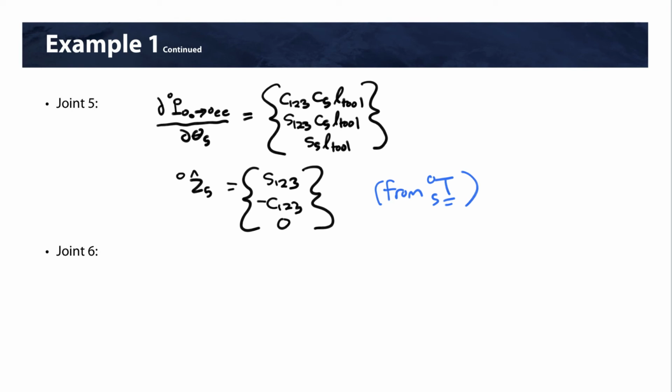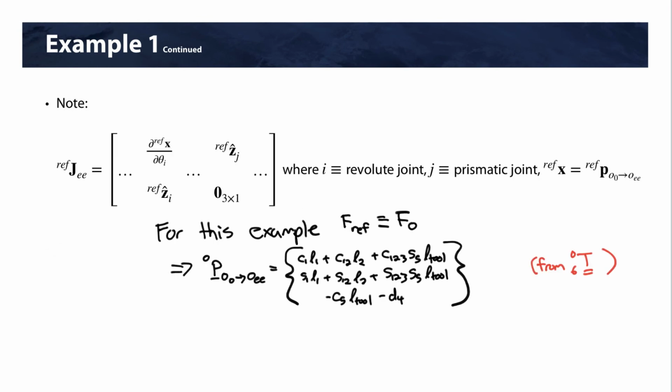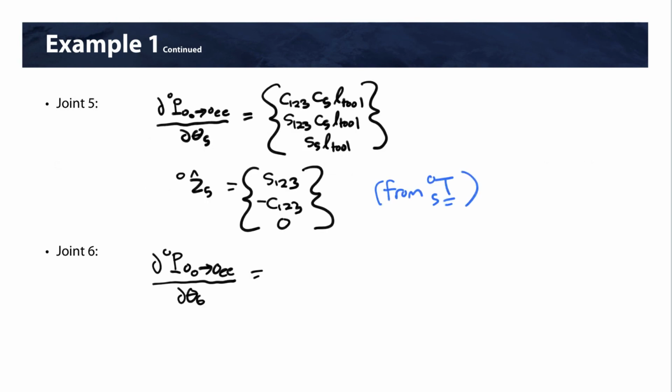All right, and then our final joint is also revolute, so we need to do the partial derivative of our position vector with respect to our end effector point in terms of theta 6. Now if we just jump back and look at our position vector, you can see theta 6 doesn't appear in here. So the partial derivative is just going to be 0. All right, so we have 0, 0, and 0.